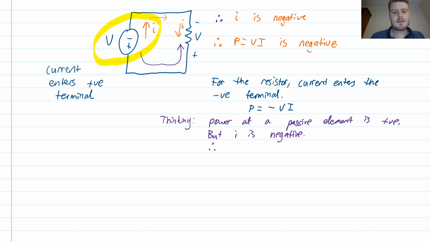So therefore, I need a minus sign in P equals minus VI in order to get a positive value for power, even though my current is defined to be negative. So that's kind of thinking it through the logic for why these minus signs, that the rule works out to be the way it is.